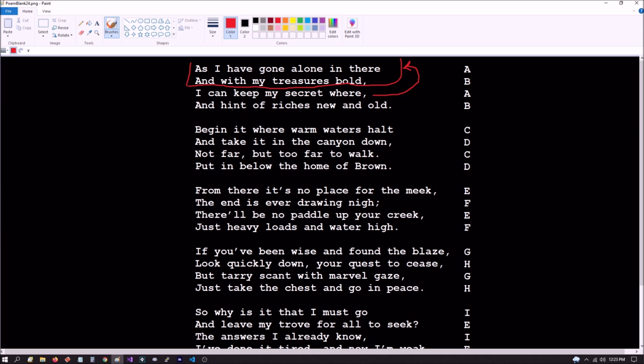right? And then he's saying, and hint the riches new and old. Obviously, that's going back to treasures bold. This is telling you that this line here is a hint. All right. So bold means that the word prior to it is being emphasized. So it's telling us right up that this word here, treasures, is his hint of riches new and old.